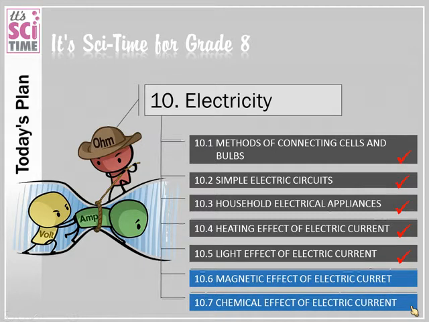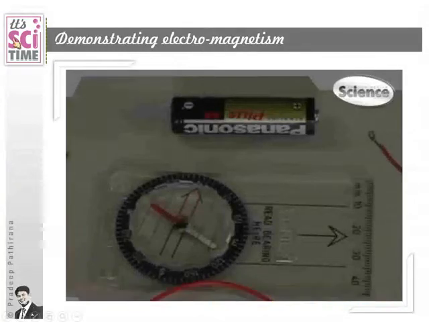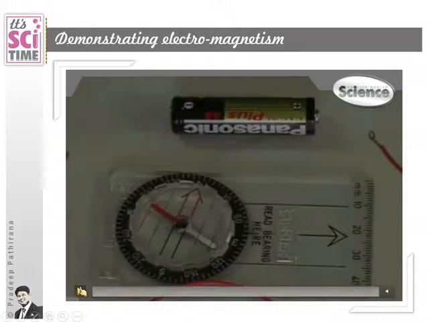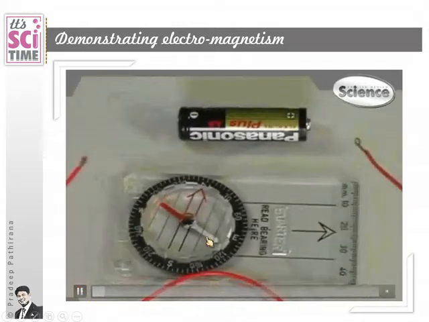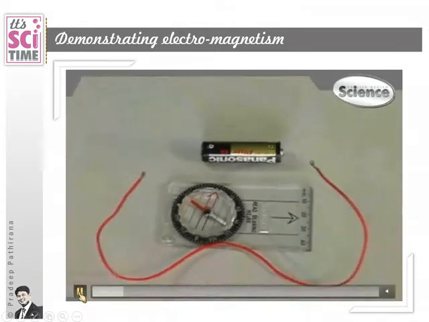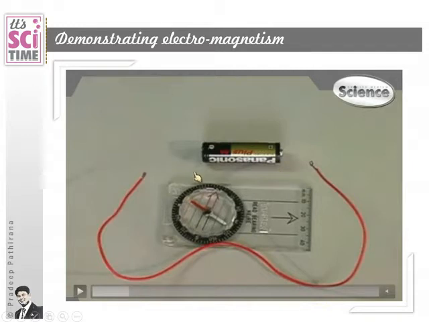Let's move on to the first one, 10.6, magnetic effect of electric current. So we will start from a practical. Let's demonstrate how electromagnetism works. Electromagnetism means how magnetism occurs out of electricity. Here is the activity. In this activity we have used three things: a dry cell, a power source, a normal copper wire, and a compass.